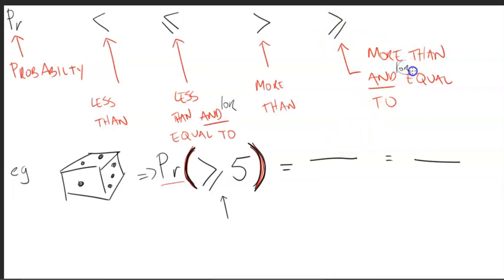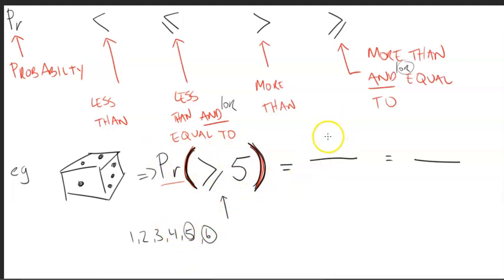And here's where that or is coming into play, because I can't get a number that's more than and equal to 5. That doesn't make sense. But we can get a number that's more than or equal to 5. So let's think about the numbers on a 6-sided standard die that are more than or equal to 5. There are only 2 numbers that can work: 5 and 6, because 6 is higher than 5 and 5 is obviously equal to 5.